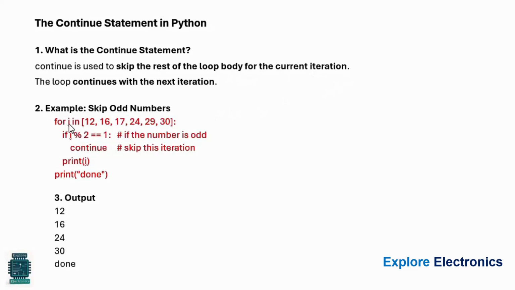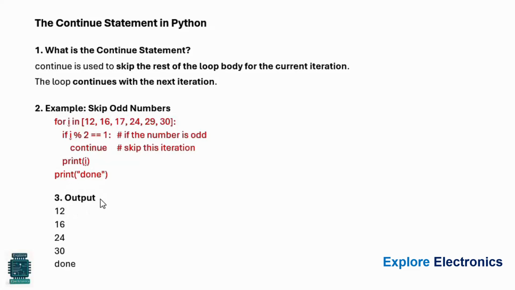Let us see an example. For i in 12, 16, 17, 24, 29, 30. These are the list of elements. If i modulus 2 equal to 1, that is, when the number is odd, it will skip that iteration. If I use continue, it will skip this iteration only when this condition becomes true. Only at that time it will skip that iteration and continue with the rest of the iterations. Got it? Then it will print i, and after the loop, it will print done.